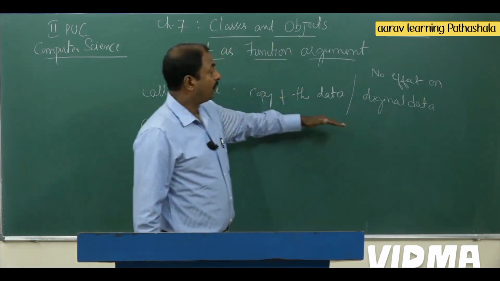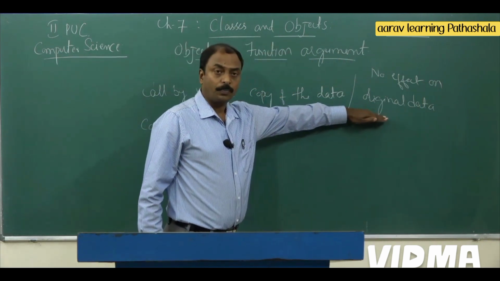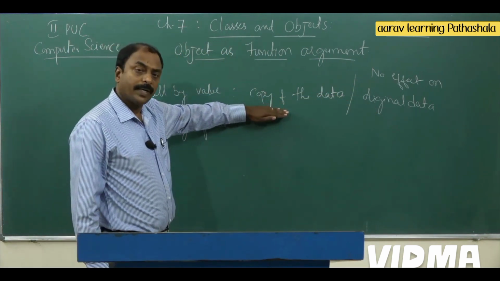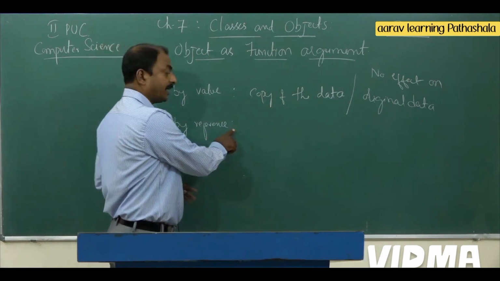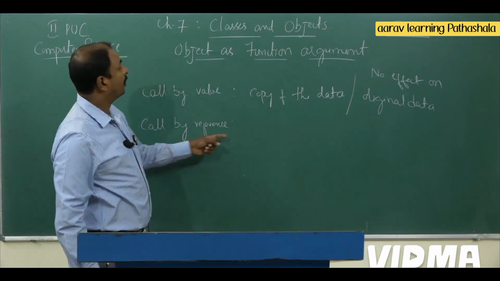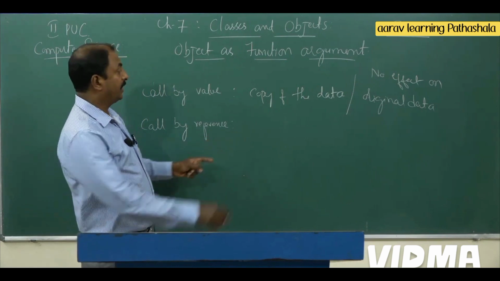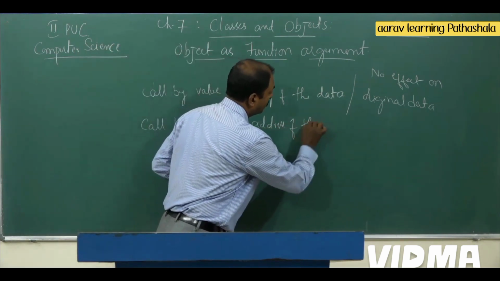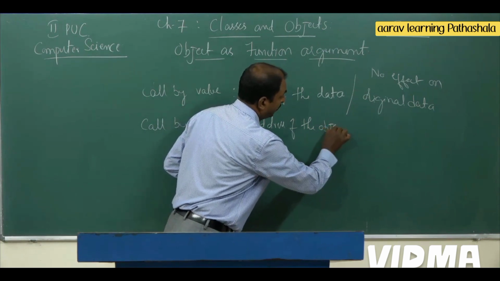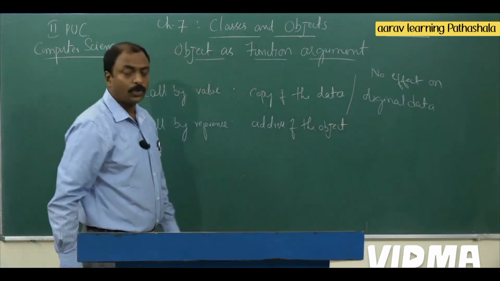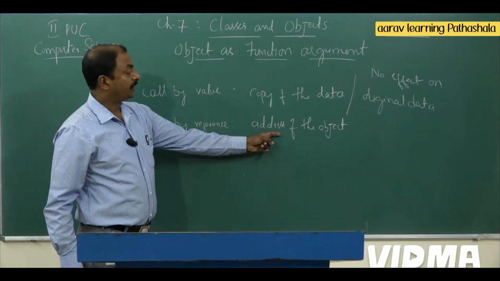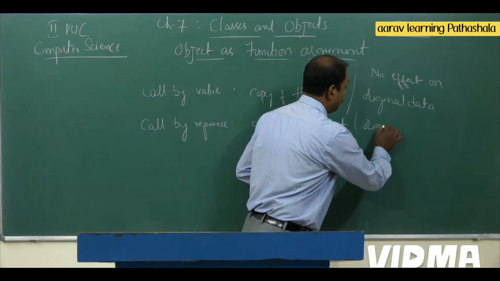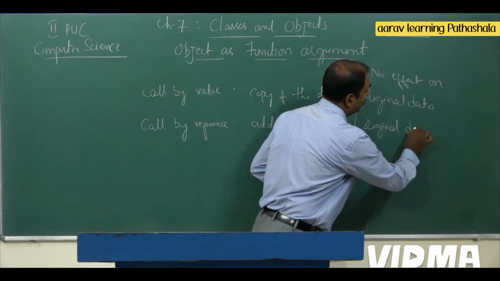Whatever data you enter will be copied to a variable declared in the function parameter. On the other side, if you look at the call by reference method, in this method, it works with the address of the object. As it works with the address of the object, it works with the original data.